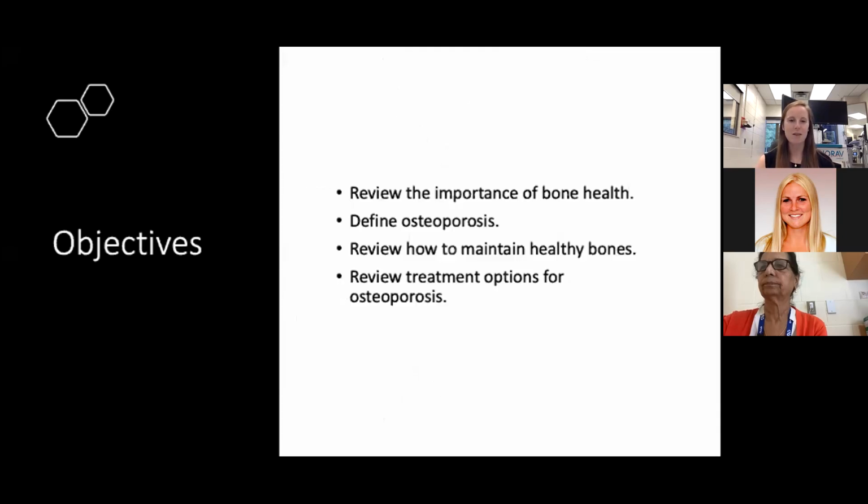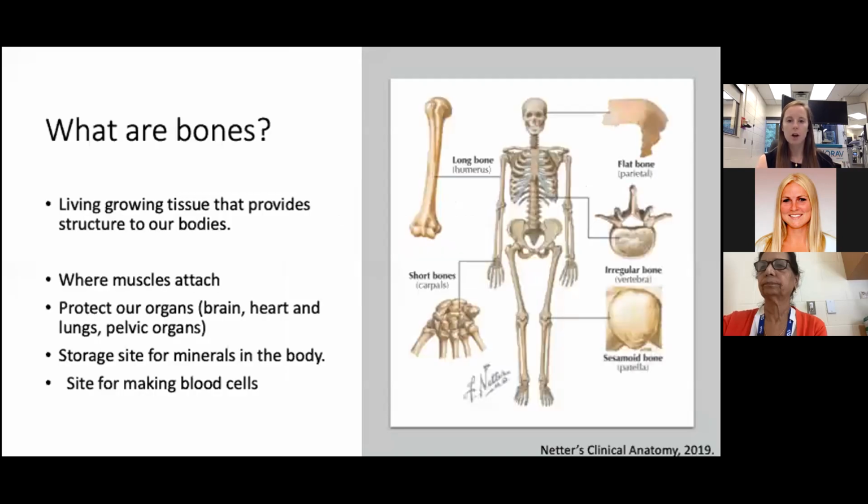So let's start. Today I have a few objectives for us to go over. First of all, I want to review the importance of bone health and why it matters to us. I want to define what osteoporosis is and give you a little bit of information about how it may affect you and what the different ways to diagnose it are. Additionally, I want to talk about how we can maintain healthy bones, and then I want to talk about the treatment for osteoporosis. So let's start off.